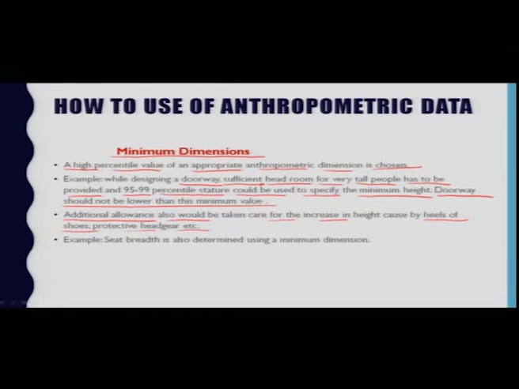if you are going to describe this minimum dimension case, seat breadth is also determined using a minimum dimension. So, the width of a seat must be no narrower than the largest hip width in the target population.